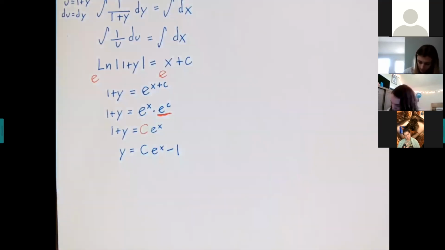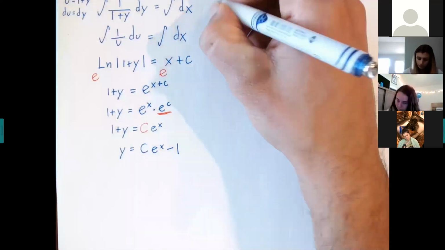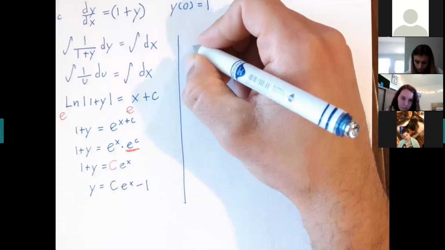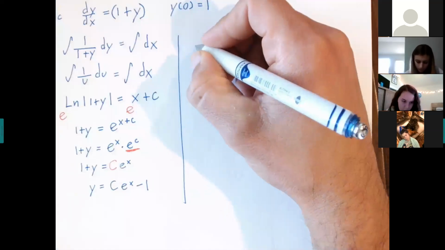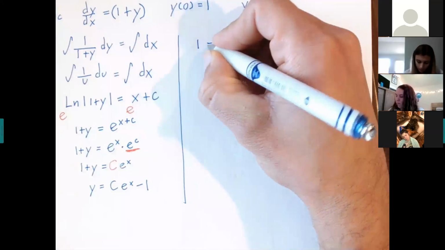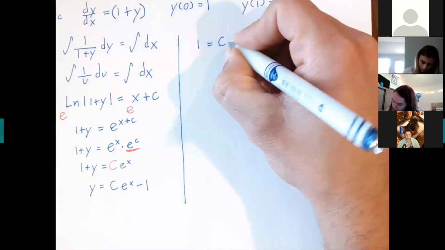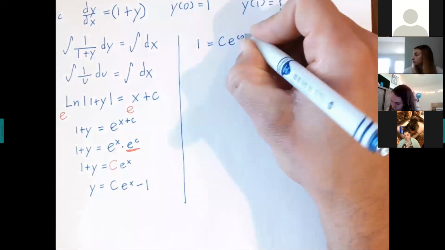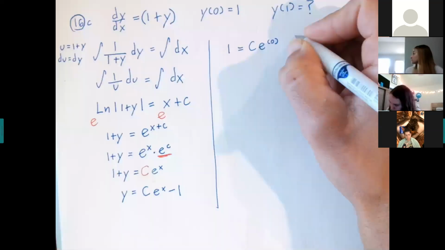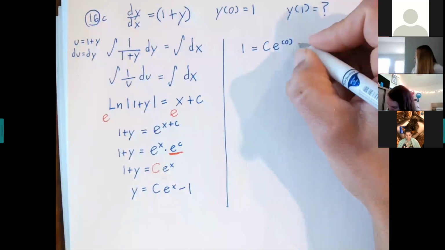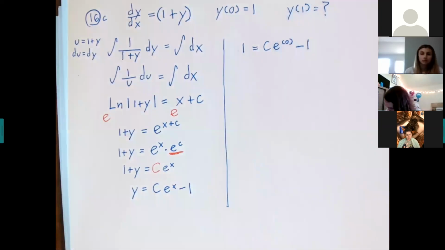Let's see. And now I'm going to try to figure out what the C value is. I'm going to come over here, and I know I'm writing a lot. You decide how much you want to write on this. y of 0 is equal to 1. So y is 1, and x is 0. Minus 1. And then I'm going to solve for C.